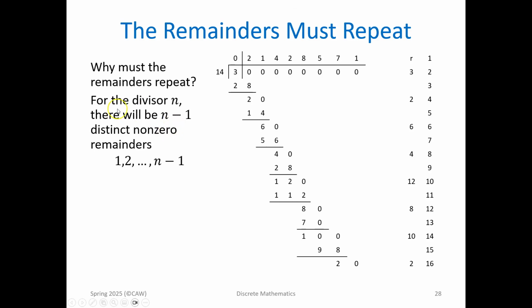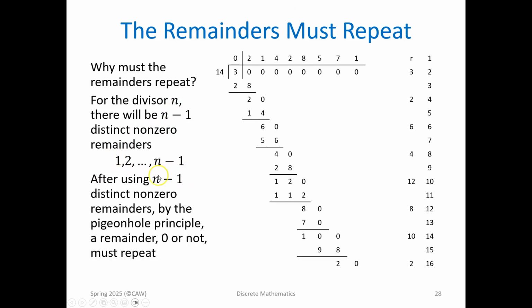And it's a fairly simple answer. For a divisor of n, there are going to be n-1 distinct non-zero remainders. There'll be n if it counts 0. The non-zero are going to be 1, 2, 3, all the way to n-1. After we use these n-1 distinct non-zero remainders, by the pigeonhole principle, a remainder is going to repeat. Now we may see a 0 come up, or if not, we're going to repeat one of these non-zero remainders.